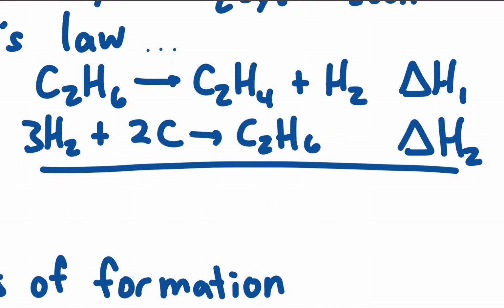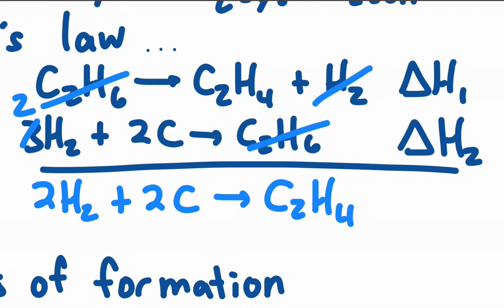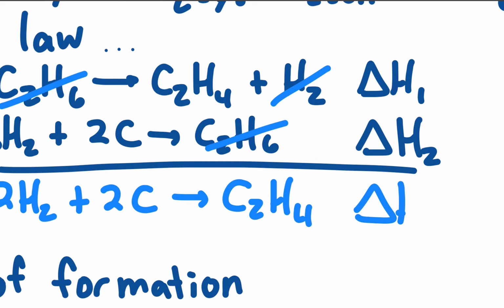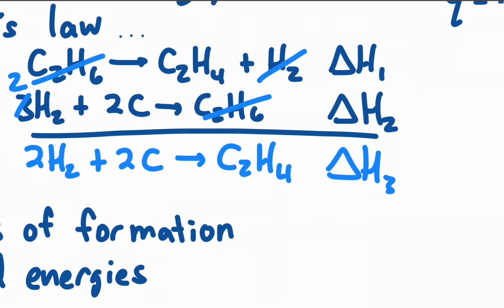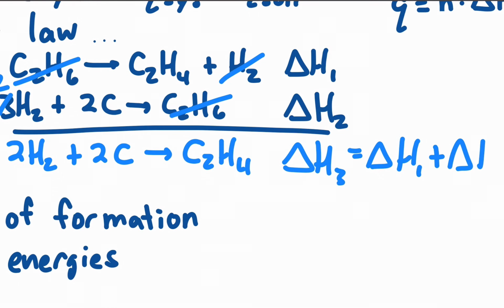If I wanted to get the delta H of some other reaction that happens to be the sum of the two, the C2H6's cancel, and one of the H2s will cancel. I could have a net reaction of 2 H2s plus 2 carbons to make a C2H4. Well, the delta H of this one, I'll call it delta H3, is actually just the sum of the first two. That's how Hess's law works. That's a very simple Hess's law example.